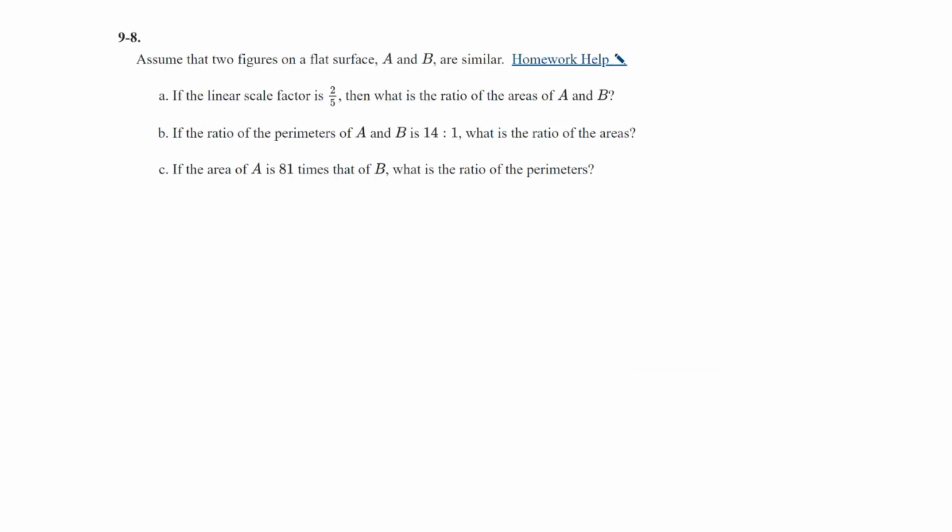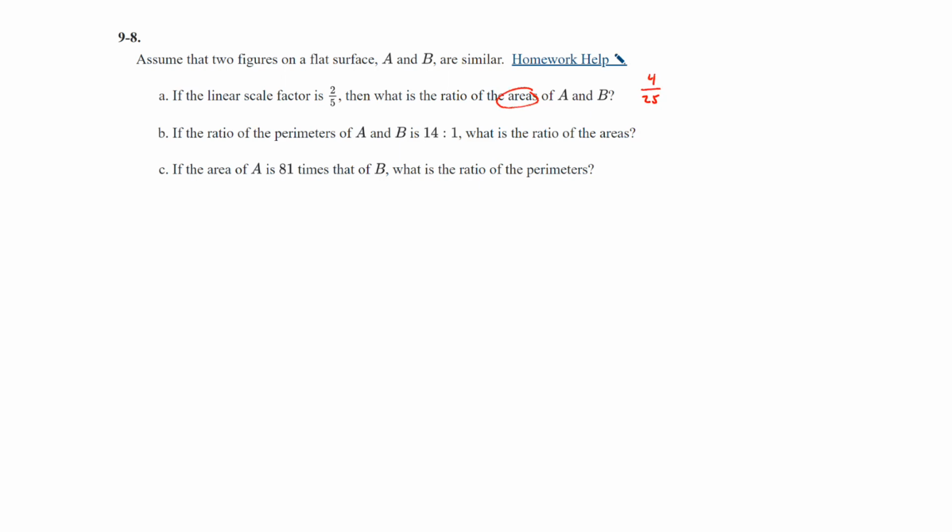Question 8. Assume that two figures on a flat surface, A and B, are similar. If the linear scale factor is 2/5, then what is the ratio of the areas of A and B? So we're looking at the areas, then that means that we square 2/5, so it would be 4 over 25.